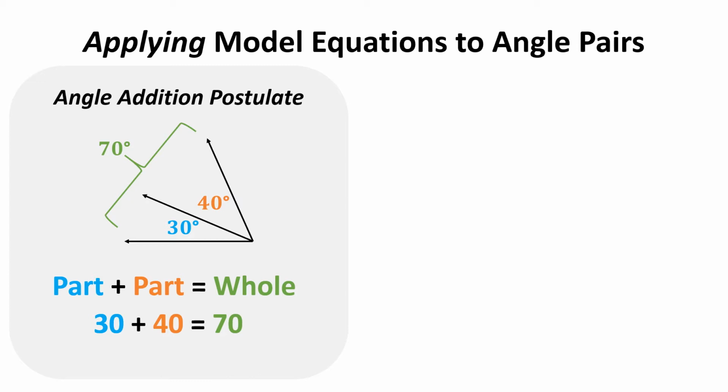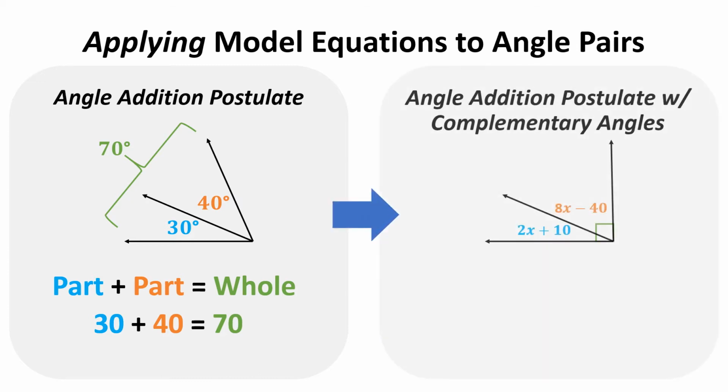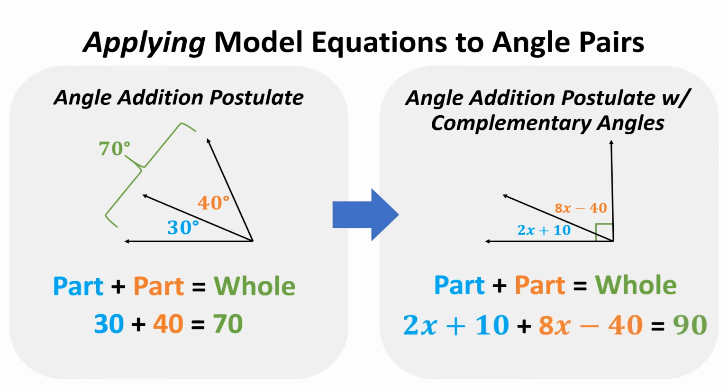So let's translate that to an algebraic example using an actual angle pair. This is the angle addition postulate with, for example, complementary angles. These are angles that add up to 90 degrees. And you see that green box there, that's evidence that we have complementary angles and thus 90 degrees. So let's take that part plus part equals whole again, except now instead of just numbers for our degree angles, we're just going to substitute in the full algebraic expressions. So we now have a full algebraic equation to model this angle pair of complementary angles.